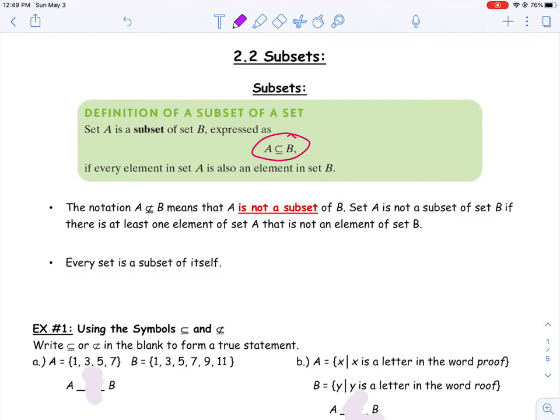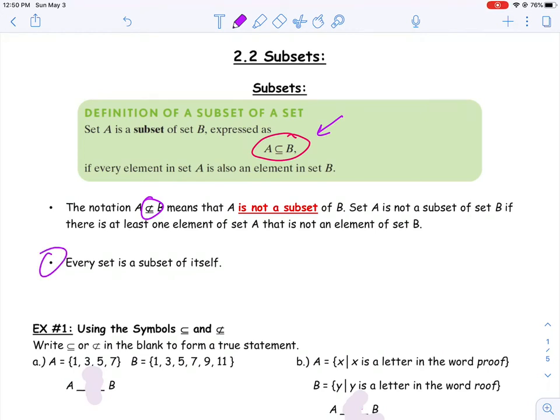It says that set A is a subset of set B, and it's expressed using this notation, so it kind of looks like a sideways U with a line underneath, if every element in set A is also an element in set B. So if every single thing in A is in B, then we say that A is a subset of B. Okay? We also have the notation is not a subset of, so you might see that.